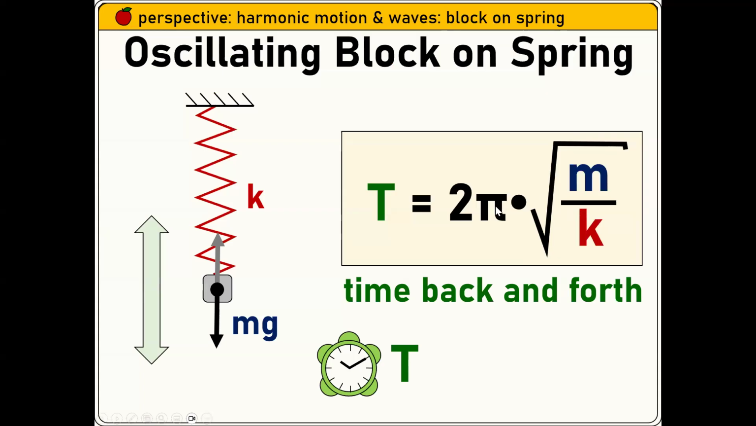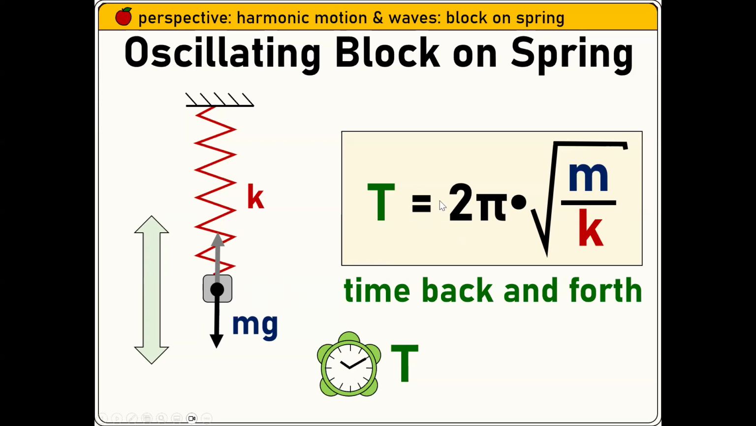It looks a lot like the formula for a pendulum. I got a 2 pi, got a square root, got a fraction, except instead of L over G, now it's M over K. I could kind of make sense of that, right? If you know one, probably not too hard to figure out the other. How about this? What if you replace this lab weight right here with a larger lab weight?